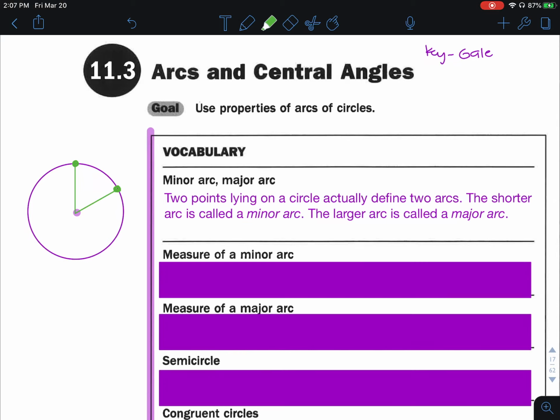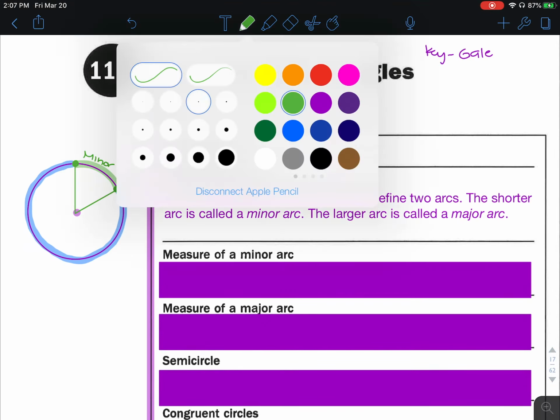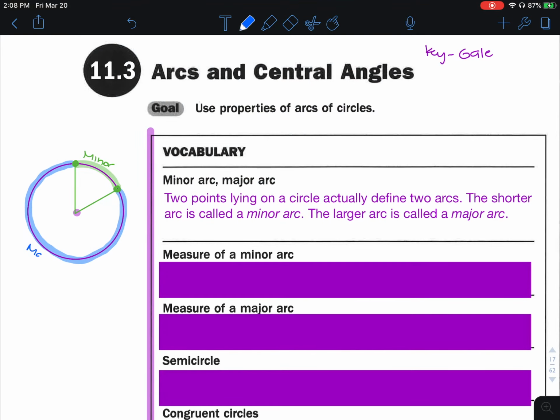The shorter arc, and an arc is like a curved shape. It's not a straight line, so it's not my radii. My minor arc is the shorter arc. So in this case, my minor arc is this green part. And then my major arc is going to be the other half of that circle that is not colored. So in this case, my green is my minor, my blue is my major. These are arcs.